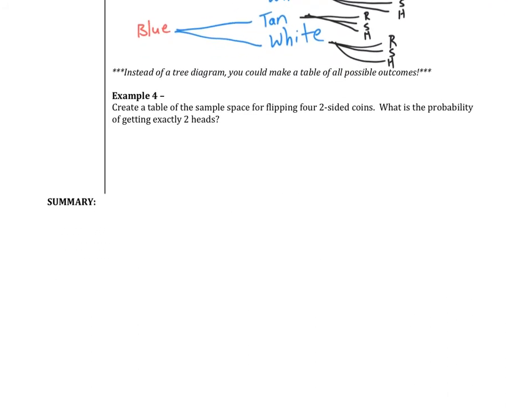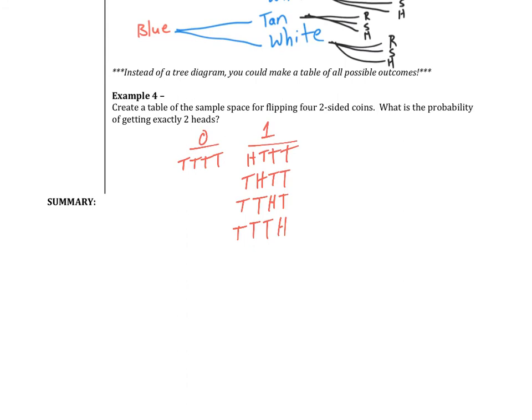Okay, and the last one, it says create a table of sample space for flipping 4 two-sided coins. What is the probability of getting exactly 2 heads? Okay, so we could flip it and we could get 0 heads. It could be tails, tails, tails, tails. We could flip the coin 4 times and we get 1 head. It could be heads, tails, tails, tails. It could be tails, heads, tails, tails. Tails, tails, heads, tails. It could be tails, tails, tails, heads. Those are the possible ways to get 1 head when you flip it 4 times.